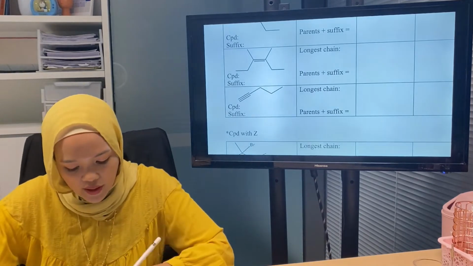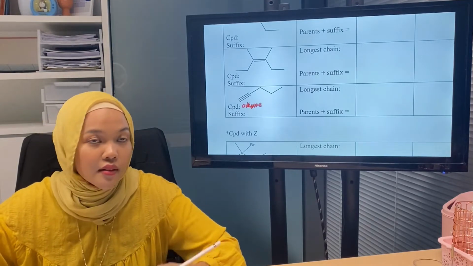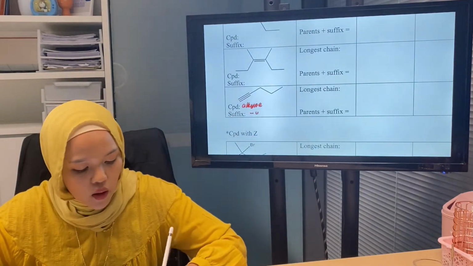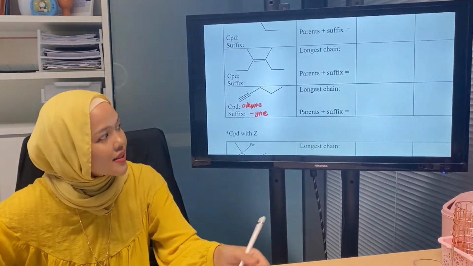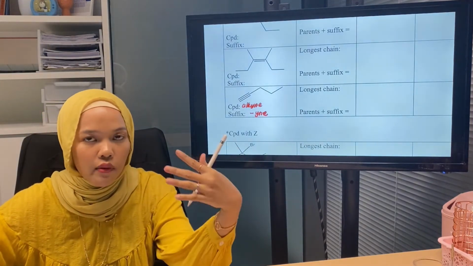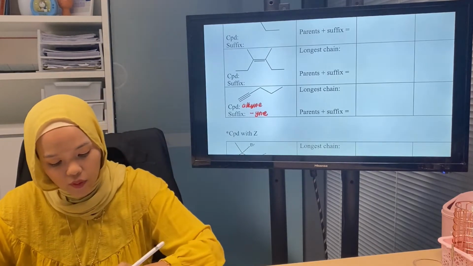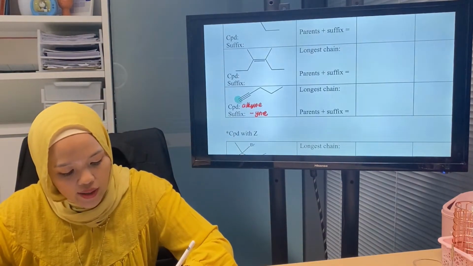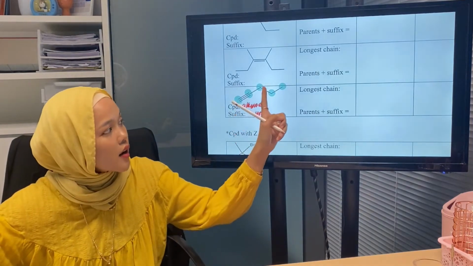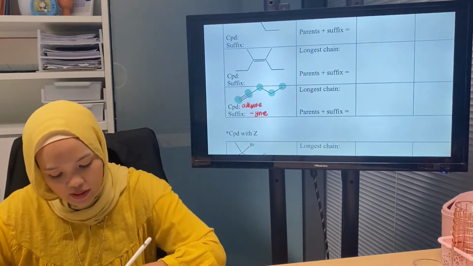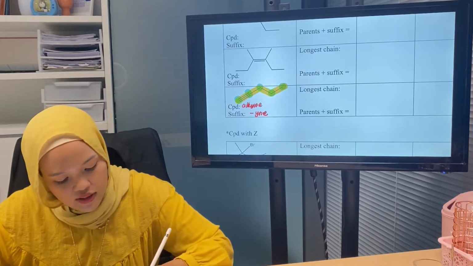So this one, if you have a look, this is an alkyne, correct? So the suffix is going to be -yne. Let us take a look. What is the longest chain? Remember, the longest chain or the parent chain is going to be the chain with the carbon-carbon triple bond. So 1, 2, 3, 4, 5. So this is the longest chain. Let me highlight the chain. This is the longest chain, so the longest chain is 5.